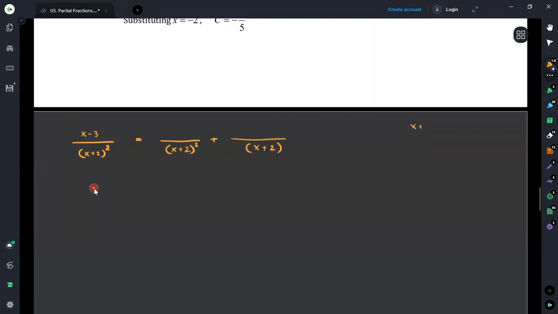Suppose that you are having x plus 4 over x minus 1 to the power 3. In this way, what we have to consider is x minus 1 to the power 3. Then next would be x minus 1 to the power 2, and then x minus 1. Here we can see that it is the last value we are having. Here we are having the power as 1, power 2 and power 3.